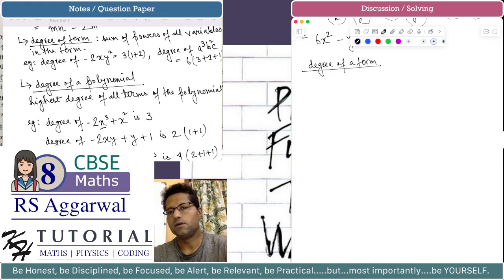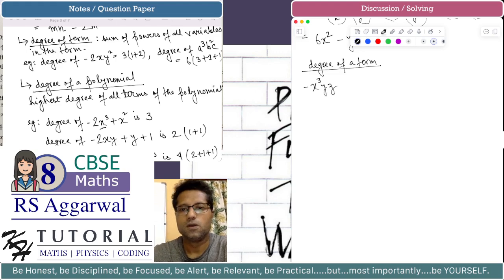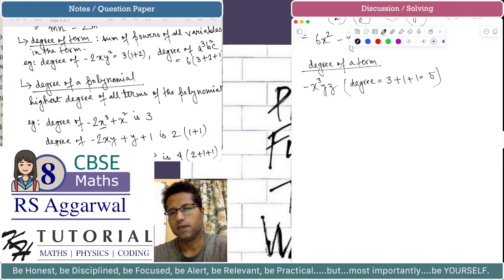Degree of a term of a polynomial is the sum of the powers of the variables present in the term. So let's say I have a term minus x cube y and z. Its degree will be the power of x is 3, the power of y is 1, and the power of z is 1. So this is equal to 5. So the degree of this term minus x cube y z is 5.